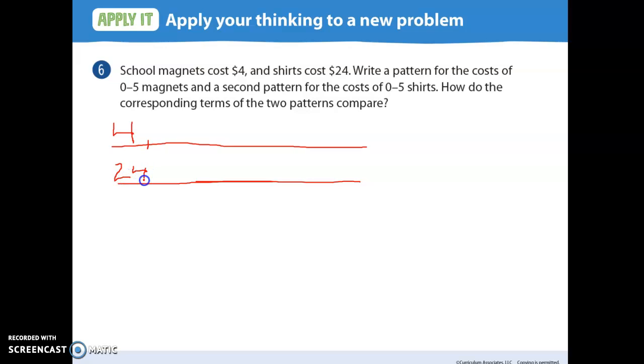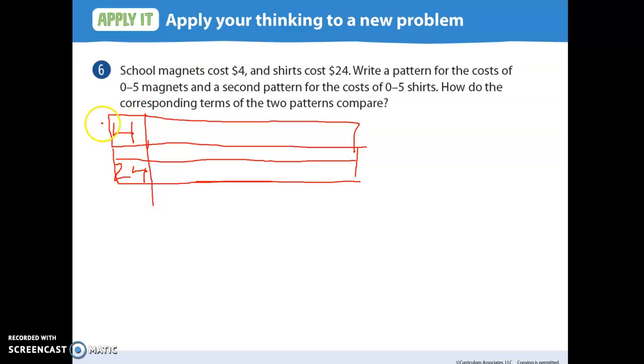Or you can do it in the chart like we've been doing. Just make sure that you are corresponding it, if you have 0, and create 2 charts. So you can do it as a list, or you can do it as a chart. Either one is correct. Okay, so fill that in. You have a school magnet chart and a shirt chart, and then we'll compare the corresponding terms.